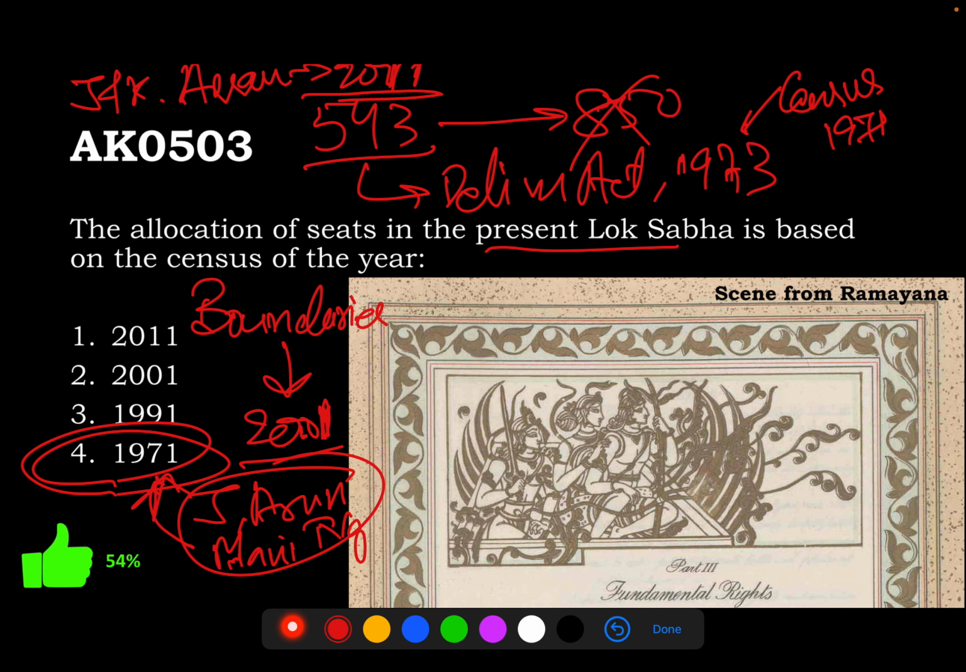That is definitely politically a very sensitive and difficult topic to handle. And that's why the recent debates on delimitation and the failure of the bill. Nevertheless, the correct answer here is 1971, option D.